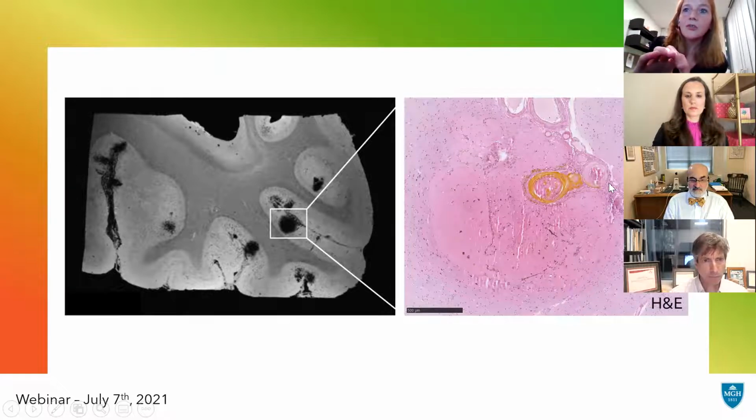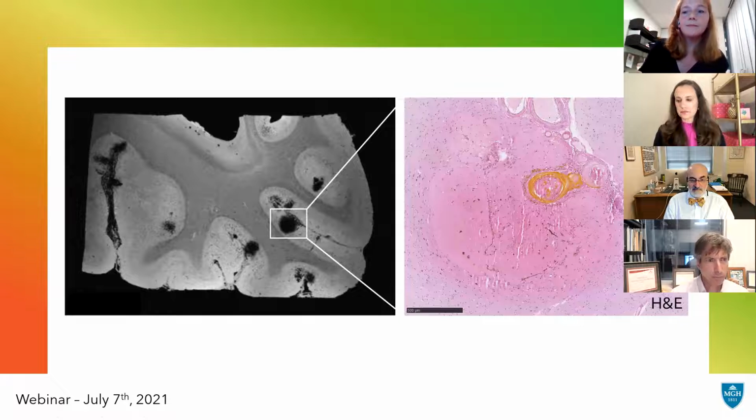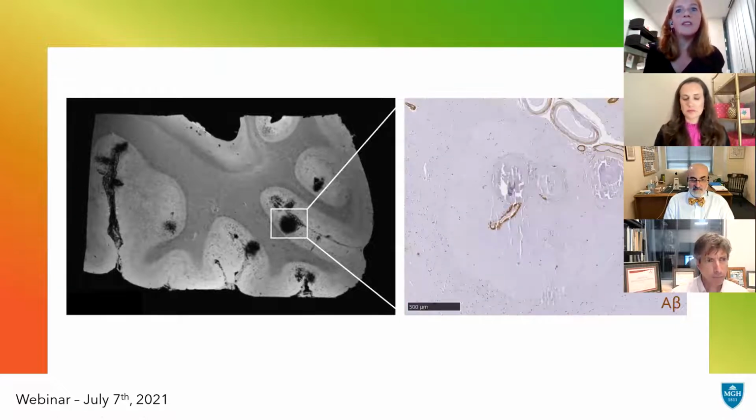Again, this is the surface of the brain where you see the larger blood vessels. So we really have now the opportunity to study those blood vessels and to figure out what happened to these before this vessel bled. So in this next picture, you see again a stain for amyloid of the same blood vessel.